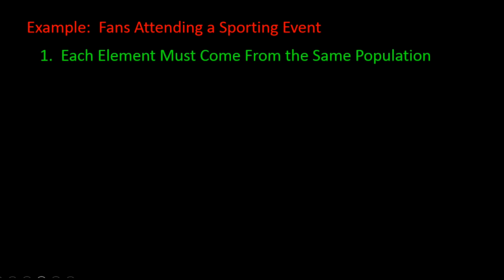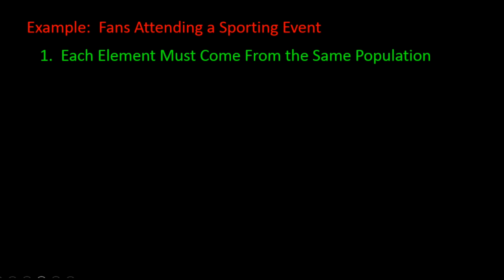Let's look at another example of sampling from an infinite population. Let's say we are sampling fans attending a sporting event. The first criteria is that the elements are from the same population. If we are interested in the paying customers, then we need to make sure that is who we are sampling. If a worker is also viewing the event but works at the stadium, he would be from a different population and we would not interview him.